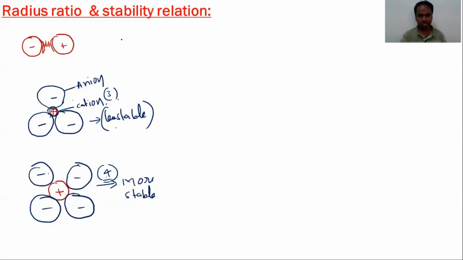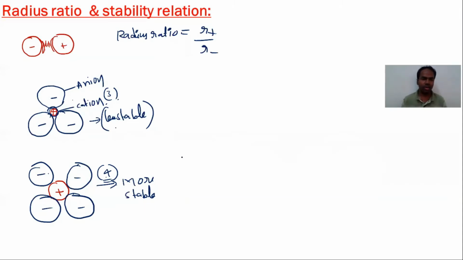When the size of the cation increases, what about the radius ratio? The radius ratio formula is R plus by R minus. So when the size of the cation increases, the radius ratio increases. If the radius ratio increases, then stability and the coordination number also increase. I want to show a diagrammatic representation of how the size of the cation affects the stability of an ionic crystal.